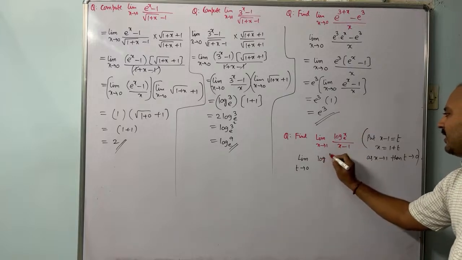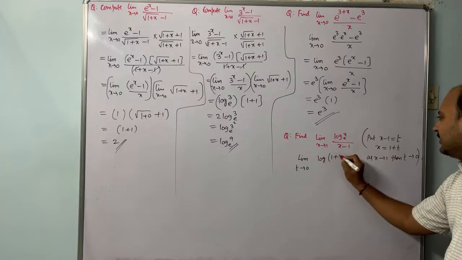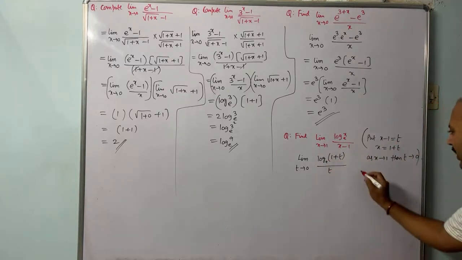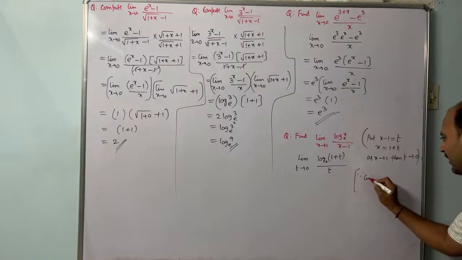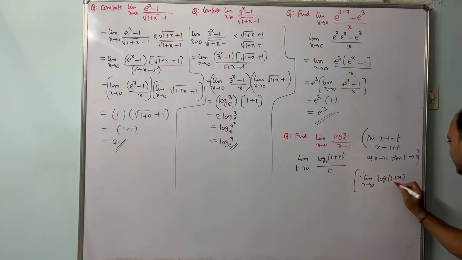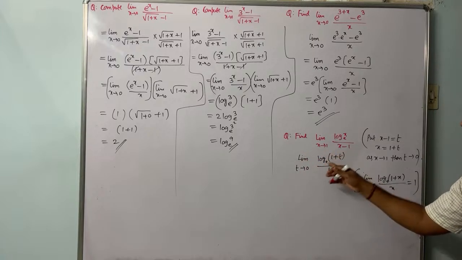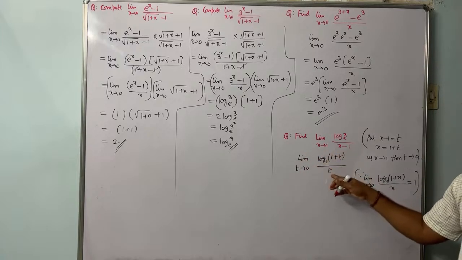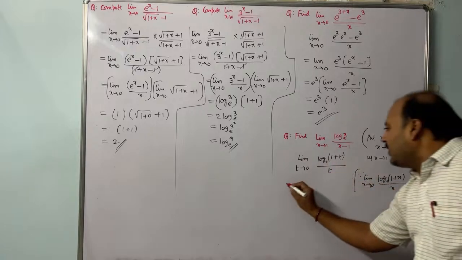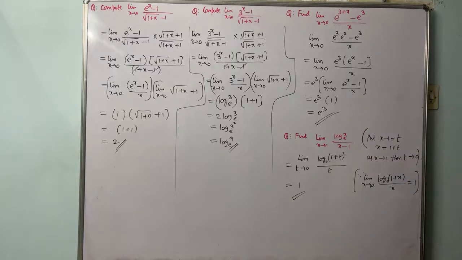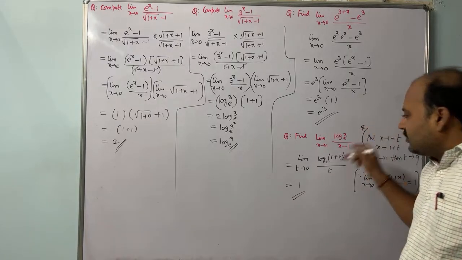Log of, in place of x, 1 plus t to the base e by x minus 1, the value is what, t. We know that formula, standard results: limit x tends to 0, log of 1 plus x to the base e divided by x is equal to 1. It is in the form of limit t tends to 0, log of 1 plus t to the base e divided by t only, this value goes to be 1. So this is a very important step, dear students, keep in mind and do.